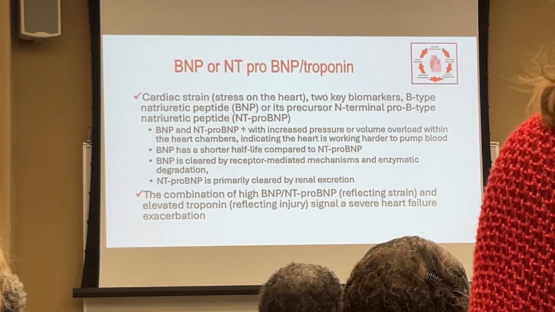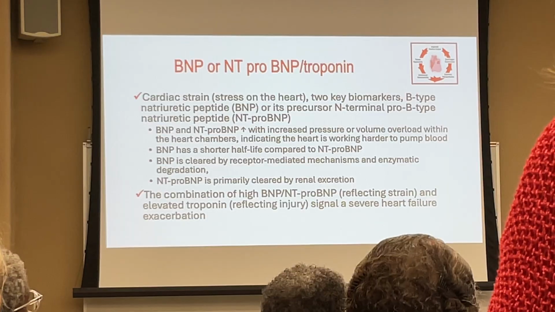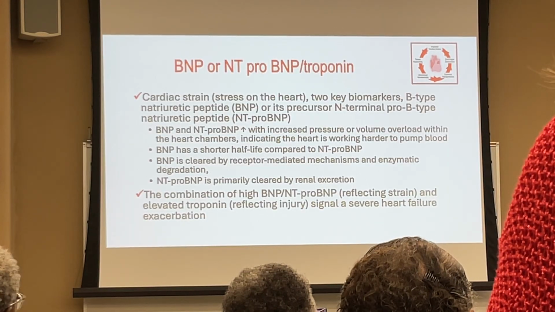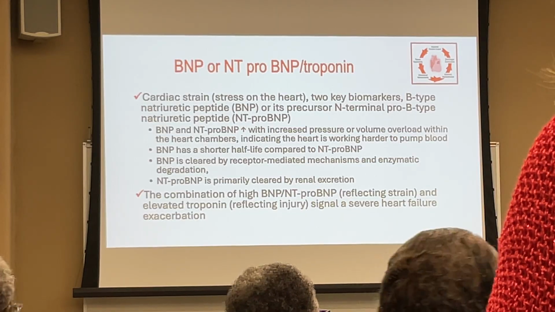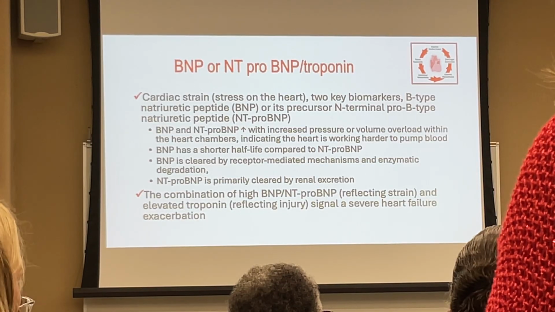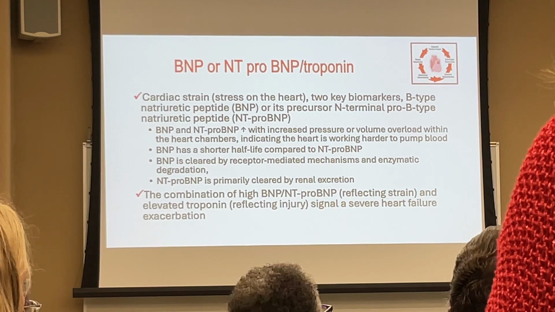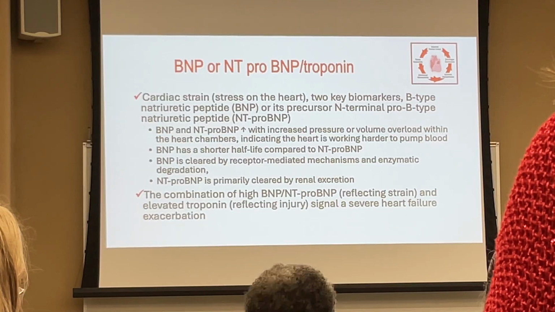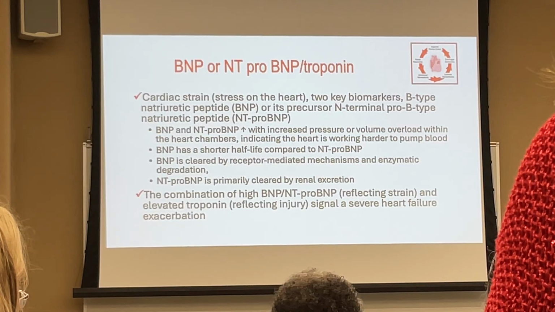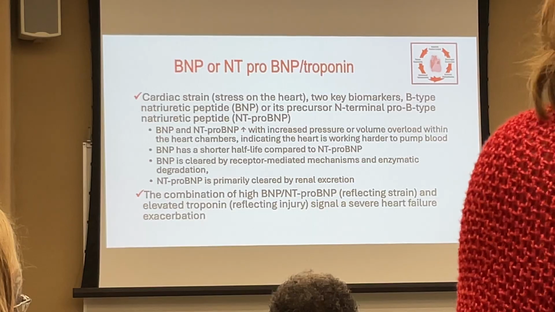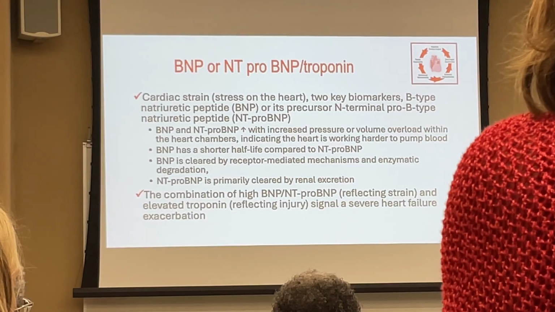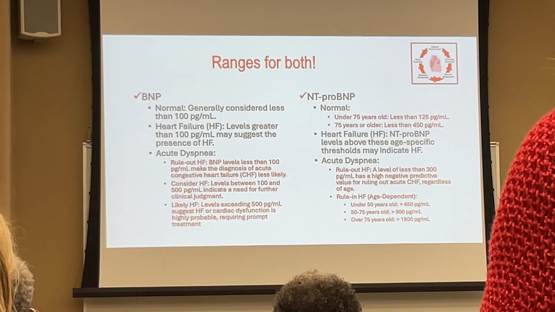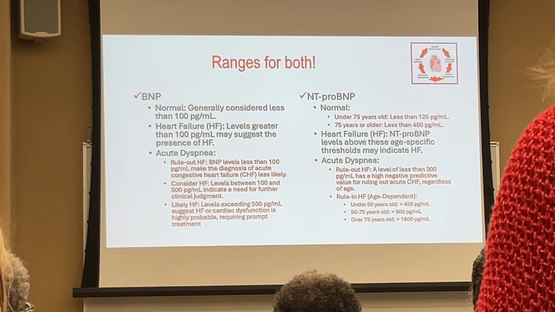And what's really important is that BNP just naturally degrades in the blood, but pro-BNP requires renal excretion. So if my pro-BNP is going up, I've got myocardial stress, but I also have reduced kidney function, which is a very significant sign that tells us about failure of the heart, okay? So really, really important: BNP and pro-BNP reflect strain, and troponin reflects injury, and that signals a severe cardiac dysfunction. So just ranges for both, okay?